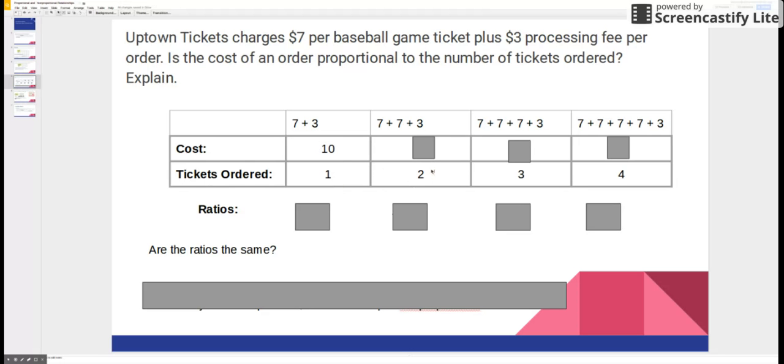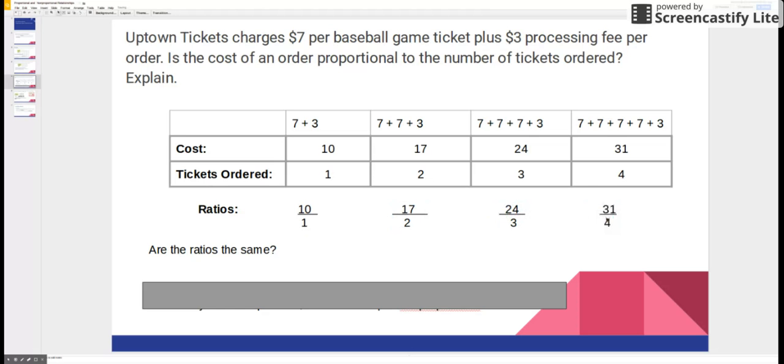If he orders 2 tickets, it's 7 plus 7, right? $7 per ticket plus $3 for the ordering fee, so you get 17. For 3 tickets, it would be 7 plus 7 plus 7 because $7 is the cost of each ticket, plus $3 order processing fee, which gets you 24. And then the last one, 4 tickets, would be 7 plus 7 plus 7 plus 7 plus 3 for the order fee, which gets you 31. So your ratios, you have 10 over 1, 17 over 2, 24 over 3, and 31 over 4.